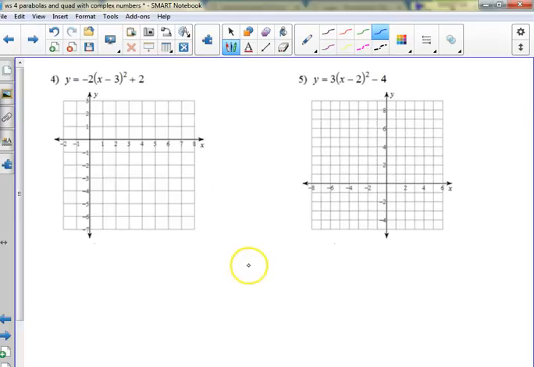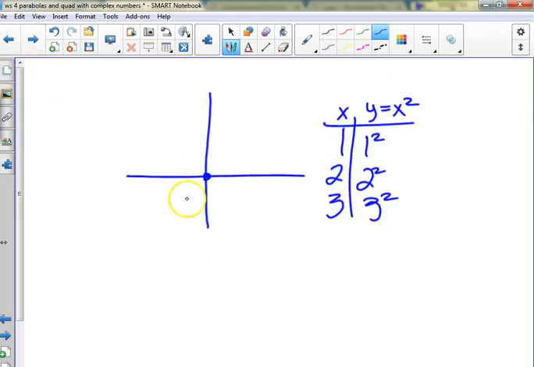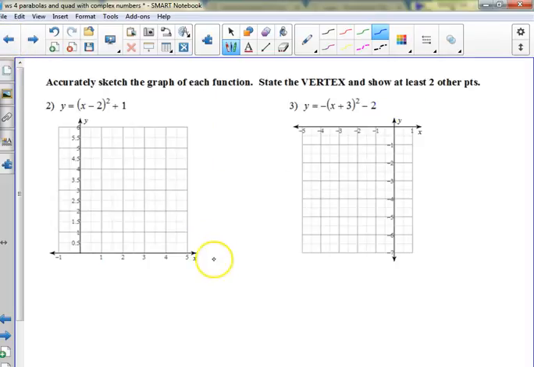Now, I will tell you right now, if you struggle with the idea that I'm going to talk about right here, it's okay to use your calculator. I'm not going to take your calculator away from you in terms of finding other points. I just want to show you something that will help you graph these quickly. Where's the vertex on number 2? Positive 2, 1.